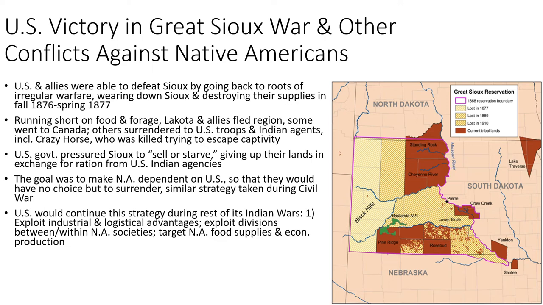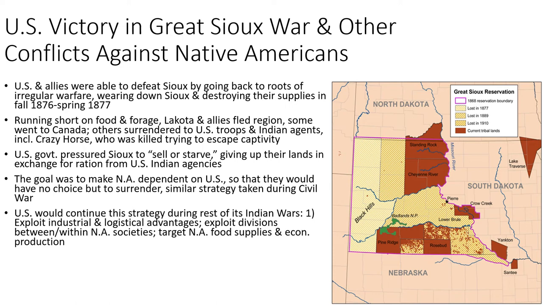So now we'll wrap up the Great Sioux War. Basically, the U.S. and its allies were able to defeat the Sioux by going back to their roots of irregular warfare. They wore down the Sioux with their greater numbers, and they destroyed their supplies in the fall of 1876 and the spring of 1877. And as winter set in, the Sioux could not just find new supplies to make up for those that had been destroyed by the U.S. So running short on food and forage, the Lakota and their allies flee the region. Some go to Canada. Others will surrender to the United States, including Crazy Horse, who actually surrenders. Crazy Horse is eventually going to be killed while trying to escape captivity.